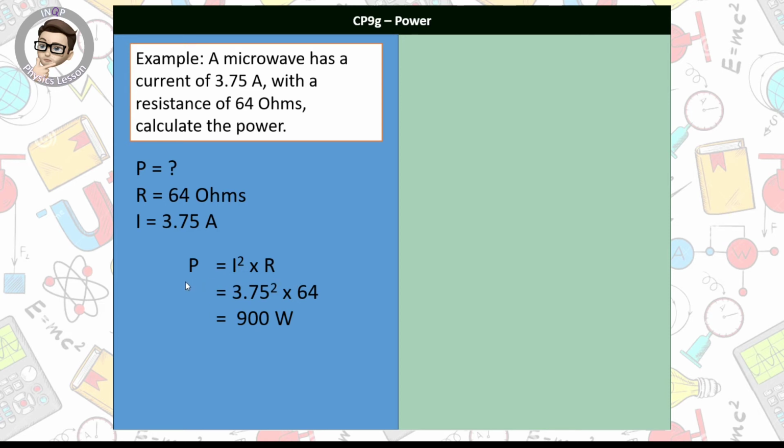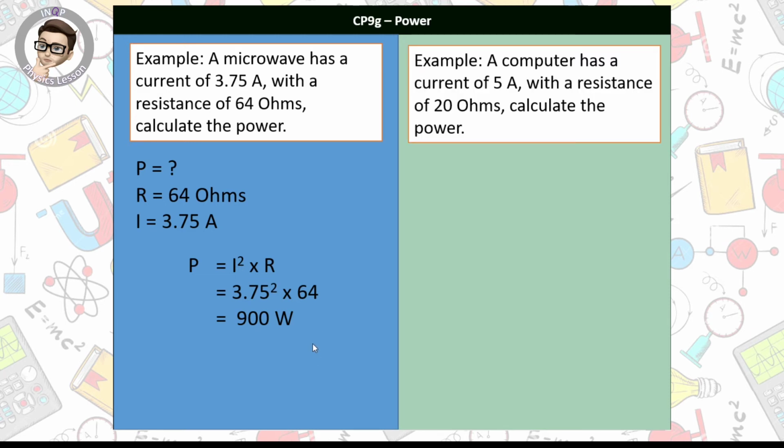So we'll write our equation: P equals I squared times R. For every place where there's an I, we're going to put 3.75, and for every place where there's an R, we're going to put 64. So we've got 3.75 squared multiplied by 64. If we work this out to the end, we'll find, oh look at that, 900 watts. I think our microwave has been 900 watts the whole time through. So we've been able to work out quite a bit about our microwave because the power has always been the same. Now it's your turn to have a go.